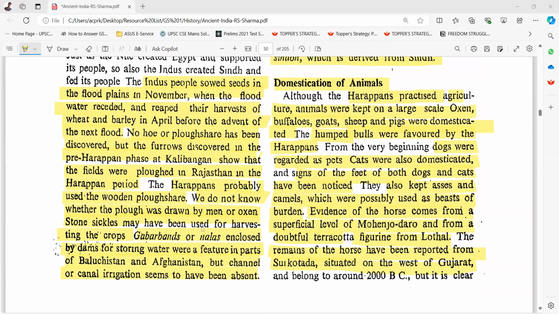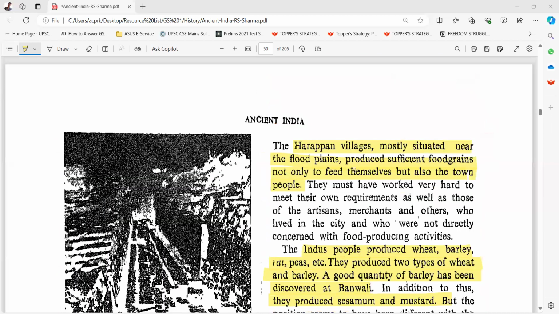Stone sickles may have been used for harvesting the crops. Gabbar bunds or nalas, enclosed by dams for storing water, were a feature in parts of Balochistan and Afghanistan, but channel or canal irrigation seems to have been absent. The Harappan villages, mostly situated near the floodplains, produced sufficient food grains not only to feed themselves but also the town people. They must have worked very hard to meet their own requirements as well as those of the artisans, merchants, and others who lived in the city and who were not directly concerned with food-producing activities.